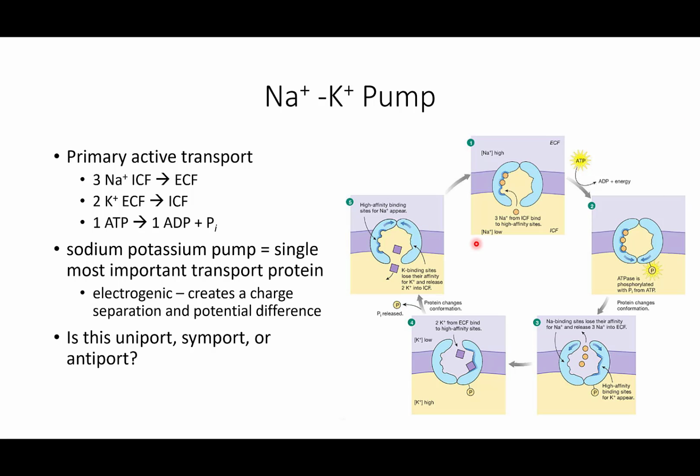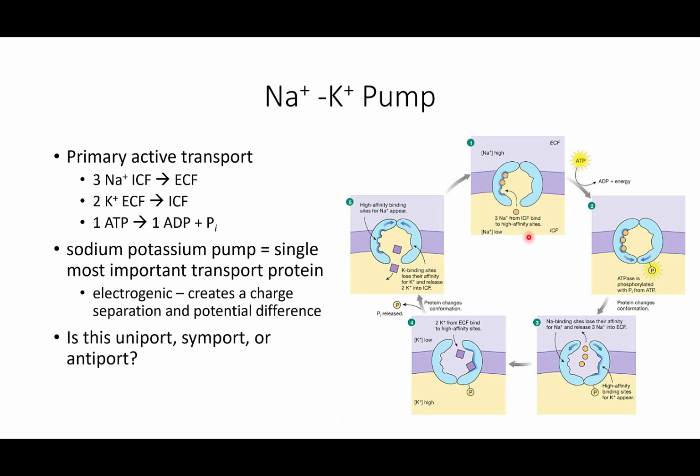So the examples that I want you to know from your book, because we'll talk about them this semester, the sodium-potassium pump, sometimes also called sodium-potassium ATPase. This is a primary active transport system. In this system, again, carrier protein, it's going to move in opposite directions. So it's antiport. I know this question on here says, is this uniport, symport, or antiport? I gave you the answer.